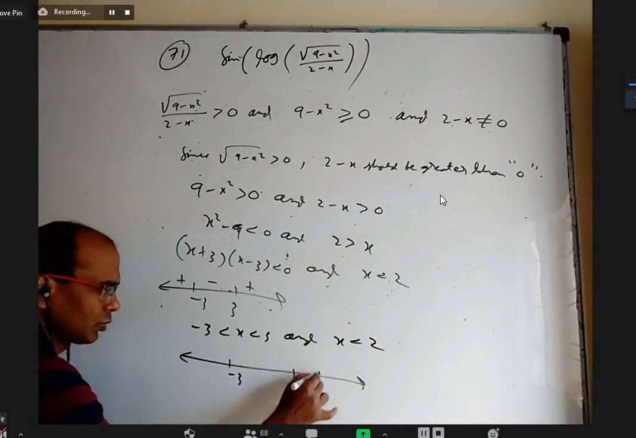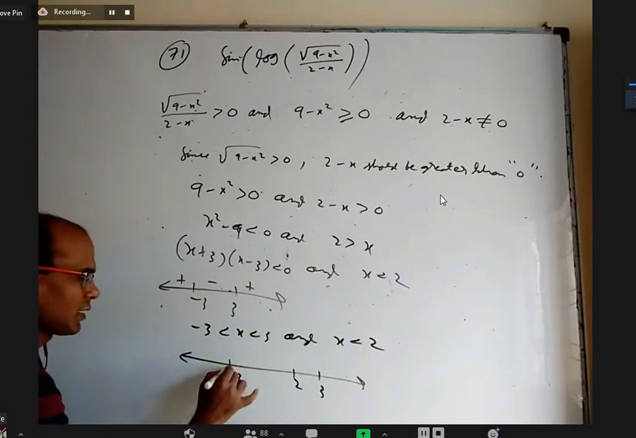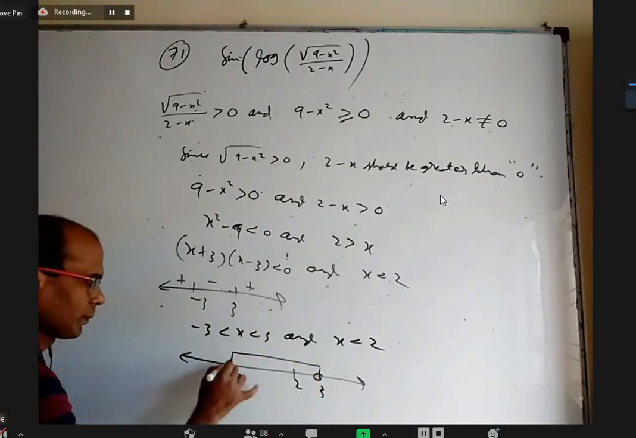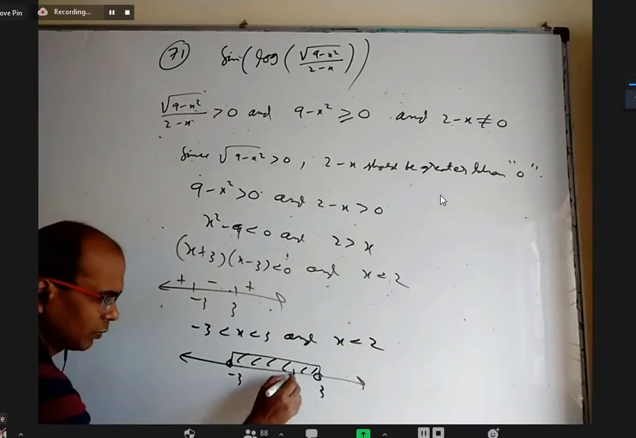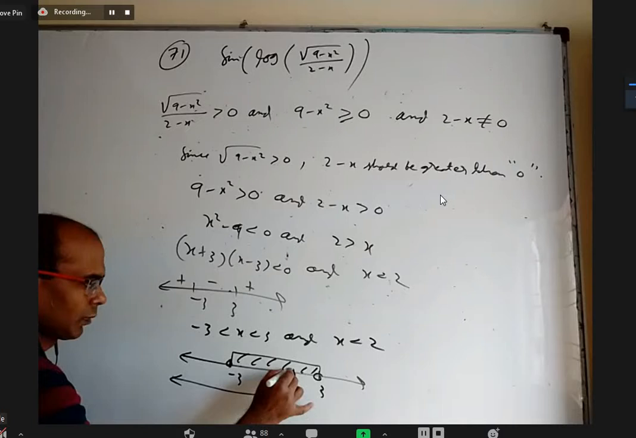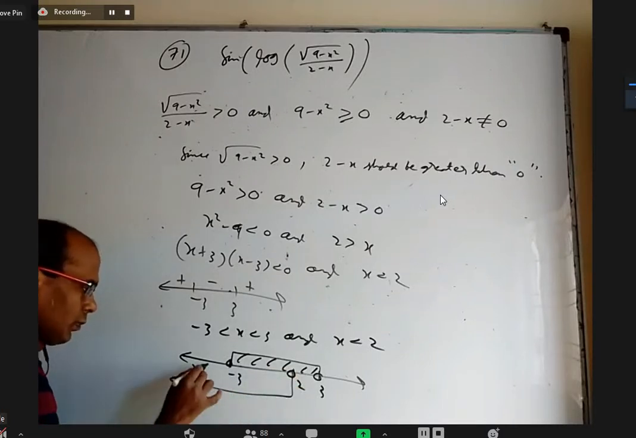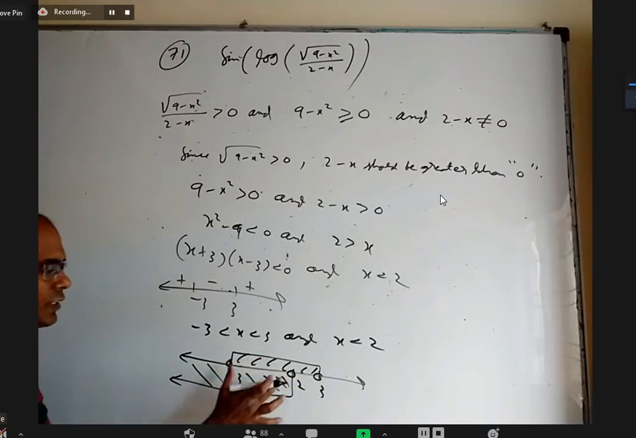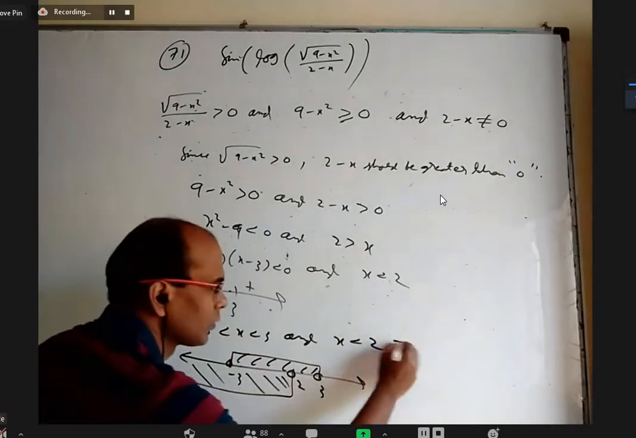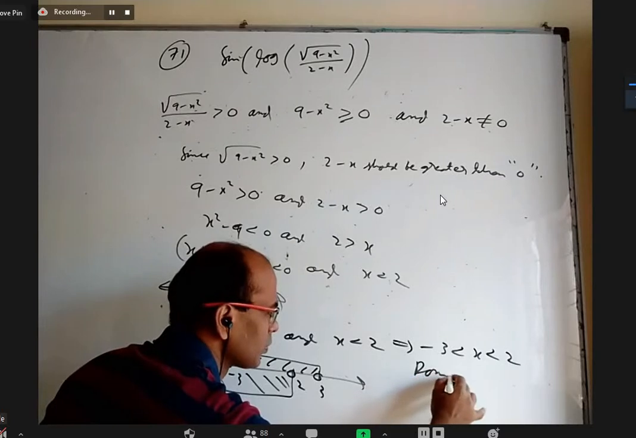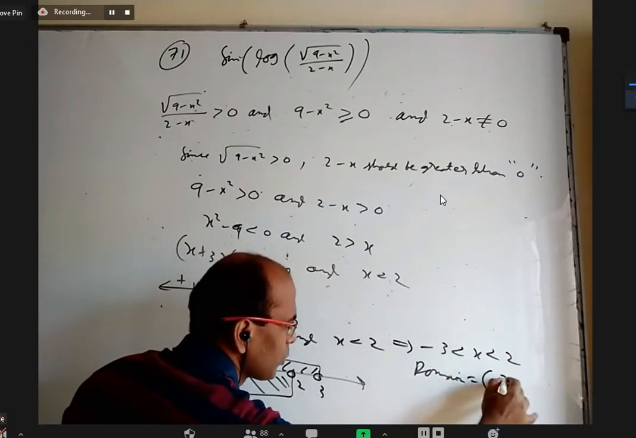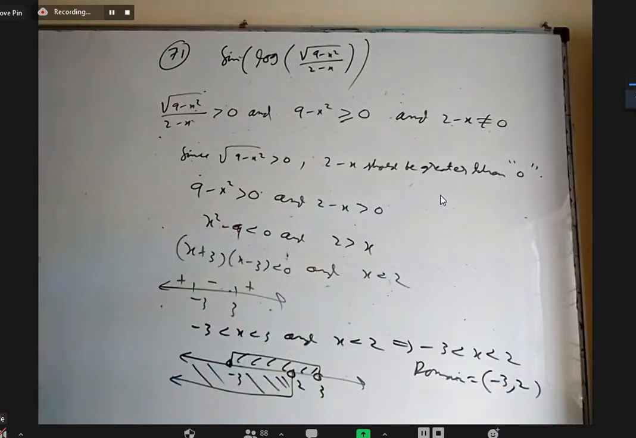-3 is here, 2 is here, 3 here. This one says everything between -3 to 3. This one says everything less than 2. If I take the intersection, it is only this region, which implies -3 less than x less than 2. The domain is the open interval -3 to 2.